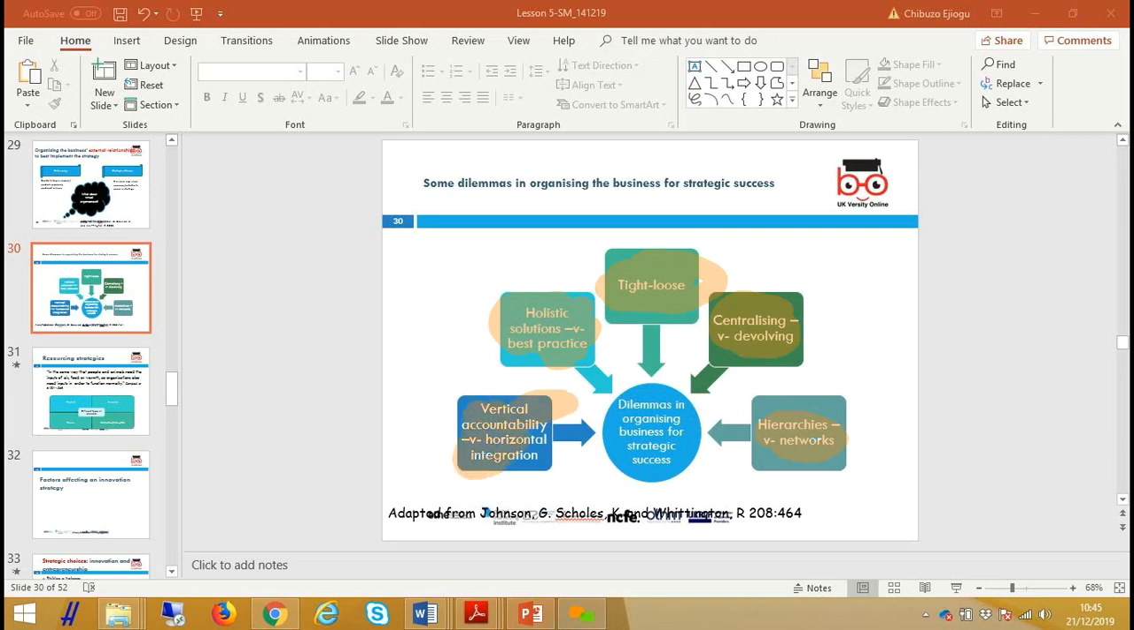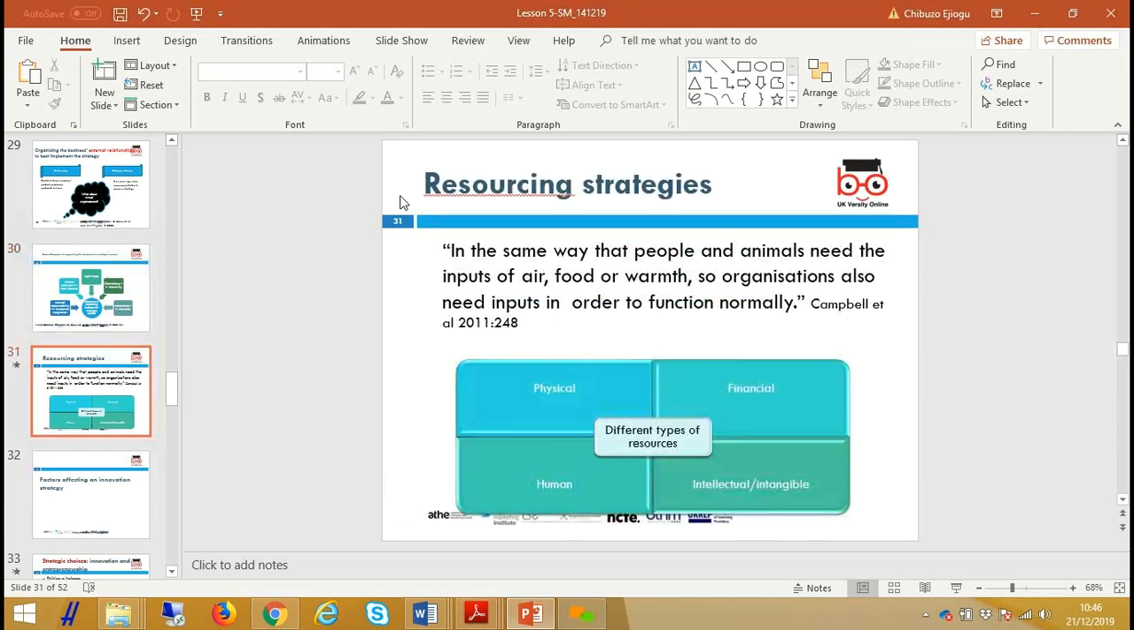And then vertical accountability, horizontal integration is very similar to hierarchy and networks. The more you want clear reporting lines and clear accountability at different levels of the hierarchy, the more you tend towards vertical accountability. The more you want people, rather than reporting in that straight line vertically, to work together and share knowledge, you're moving more towards horizontal integration. So again, just some things to bear in mind when you're setting up the structure of your organization. This has to do mostly with structure and configuration issues.